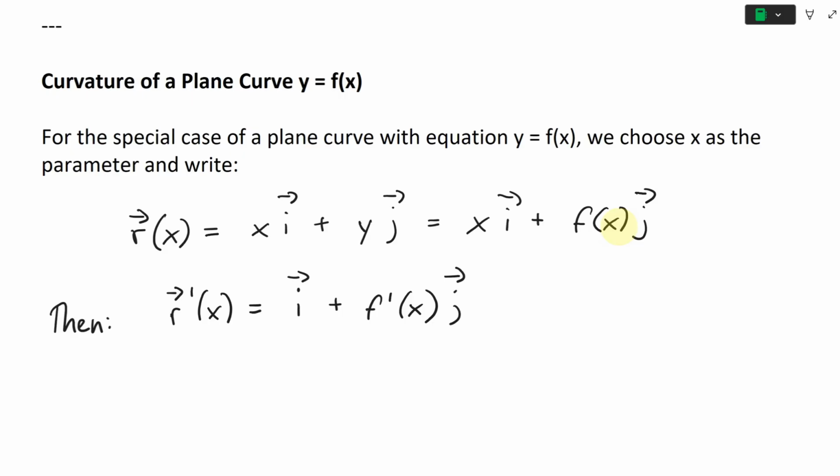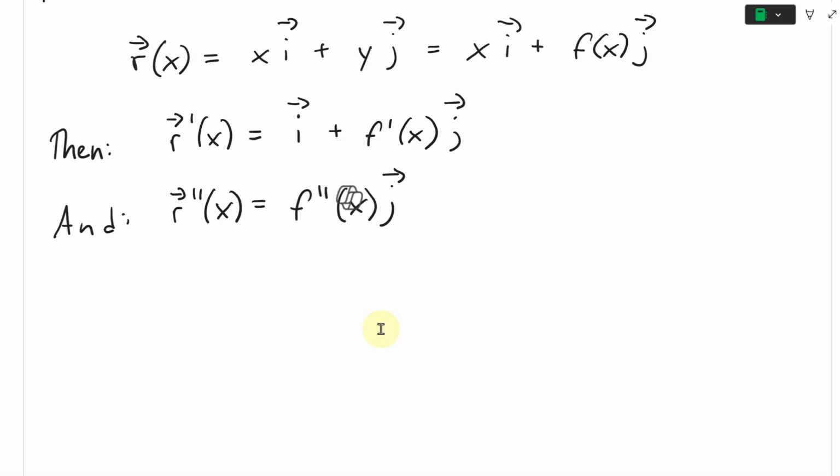Alright, so we have that, and now the second derivative. r double prime of x equals, the derivative of the first term is a constant, so it becomes 0 and just vanishes. In other words, we're just left with f double prime of x, j, the standard basis vector. All right, going further.